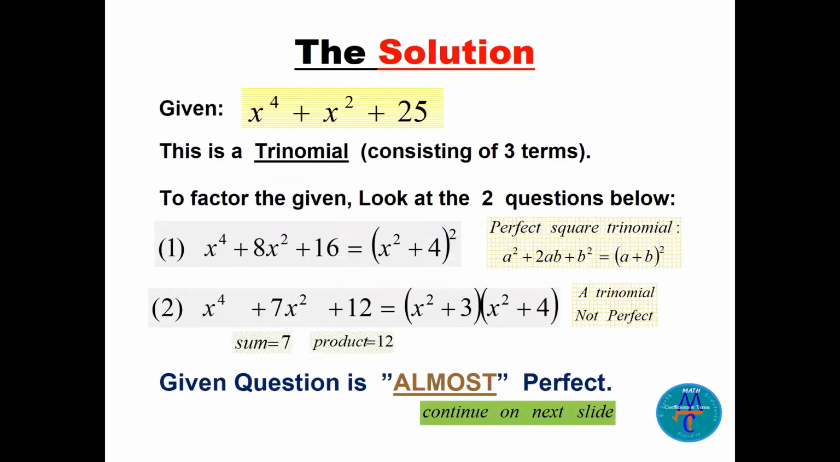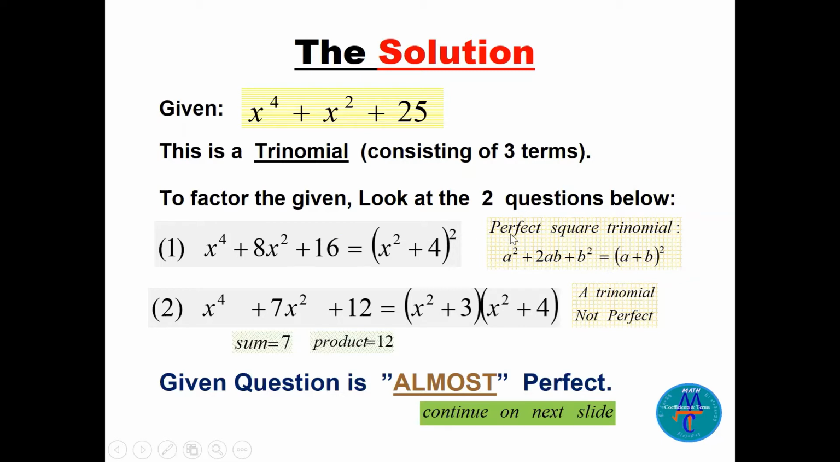Let's start. Now we have x to the power 4 plus x squared plus 25. Now, we know this is a trinomial, which means there are three terms. To factor the given expression, let's look at two other questions to make it easy on you. If we have x to the power 4 plus 8x squared plus 16, we can see this is directly x squared plus 4, all squared.